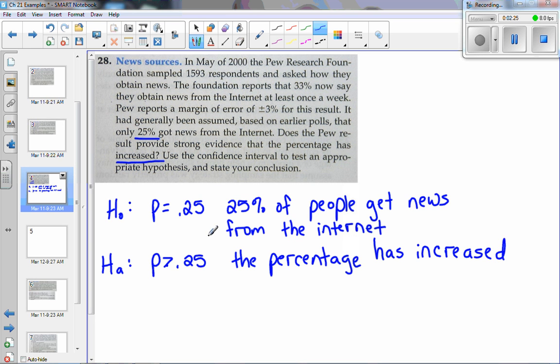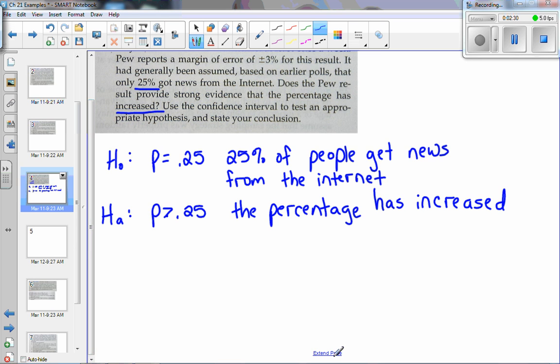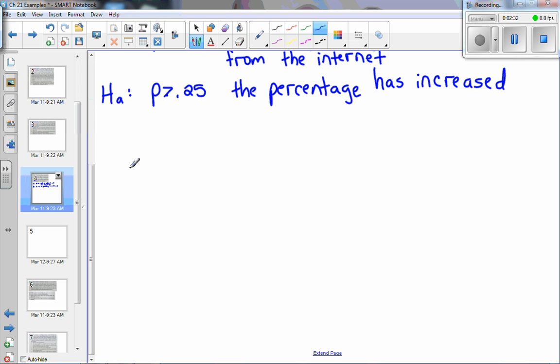So I have my hypotheses. Now before I can go on, I have to make sure that I am allowed to do this problem. And that means I have to check conditions, because the conditions have to be satisfied or else we can't go on with the process. So the first condition we're dealing with is random.